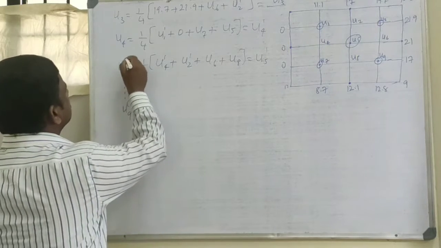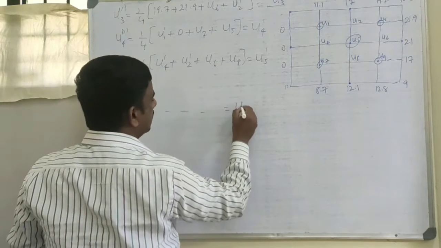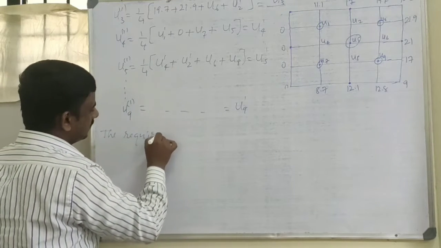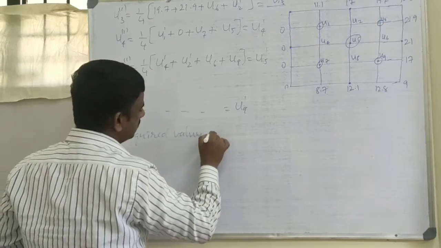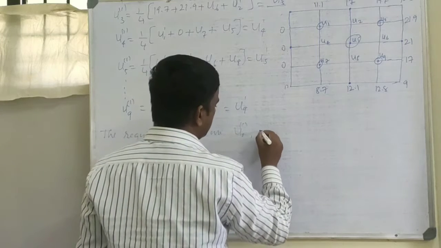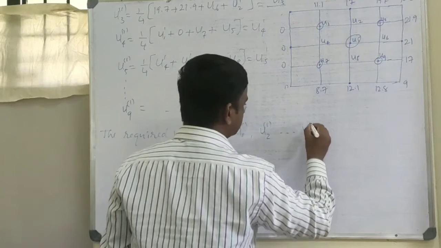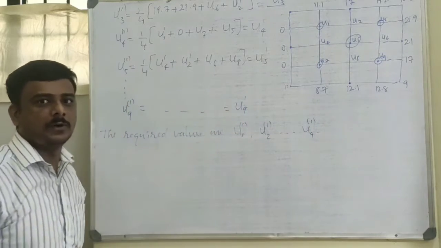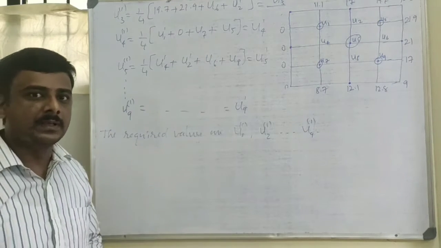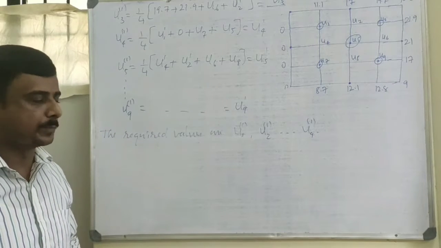You get u9 dash. So the required values are u1 dash, u2 dash, and so on. This is the way of finding the solution of Laplace equation. So I have to apply the Liebmann process if it is asked to find the accurate values by applying the iteration process.